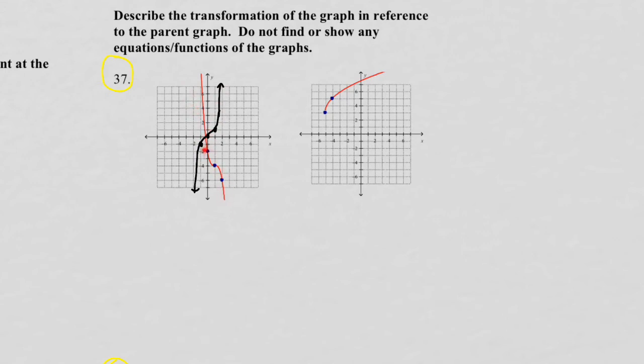First, it got flipped around. You see how it's decreasing, but it was supposed to be increasing. So that's a reflection. What type of reflection? It's either one. If I reflect horizontally, it's going to look like this. If I reflect vertically, it's going to look like this.